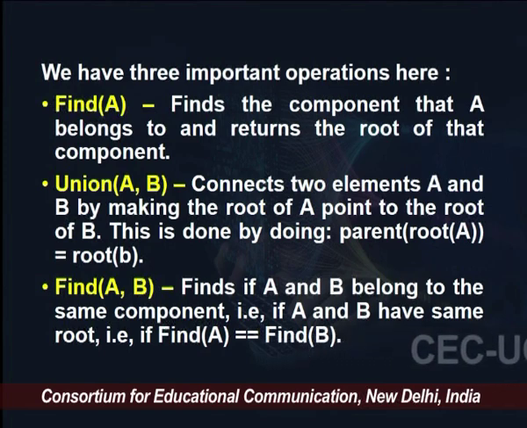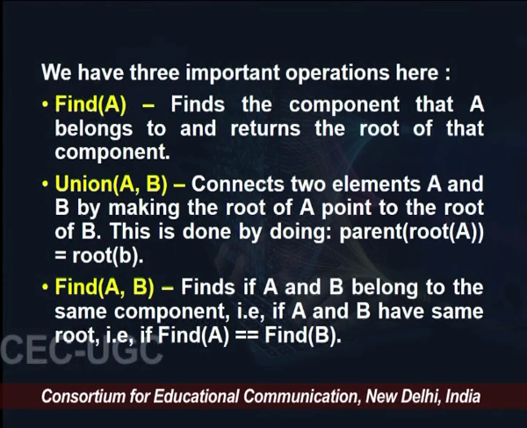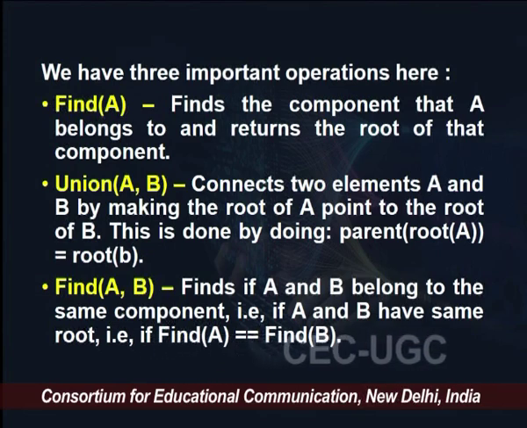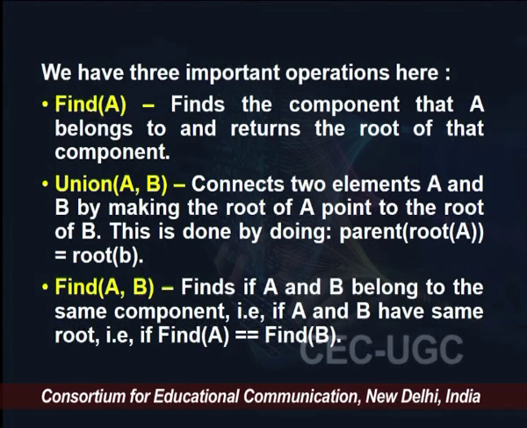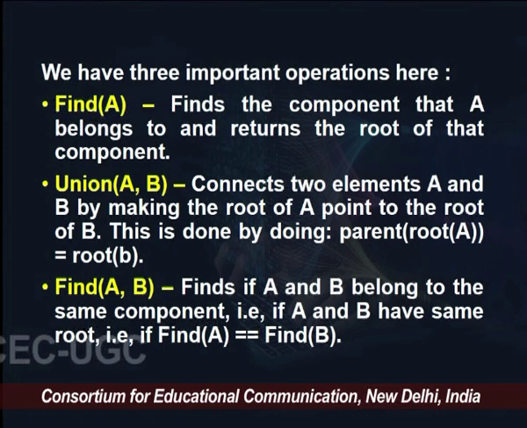In line there comes the third one, which is find A comma B. So, find A comma B finds if A and B belong to the same component. So, if A and B have the same root, or here we can say if A and B have the same representative, then we can say that find A comma B is going to return true.